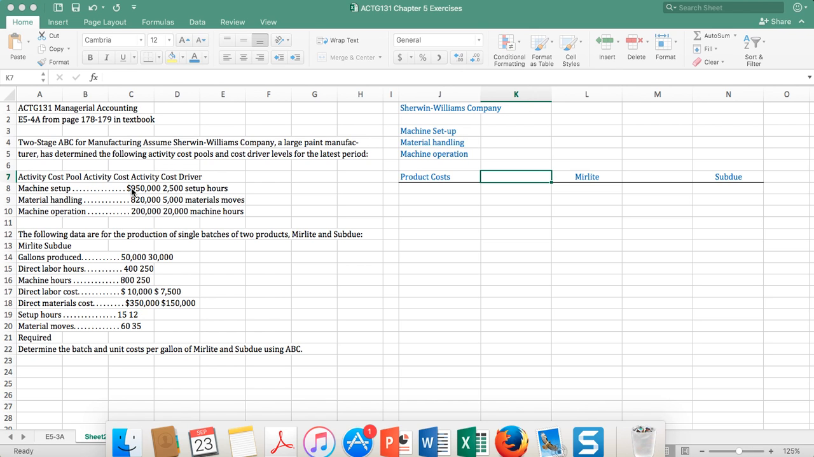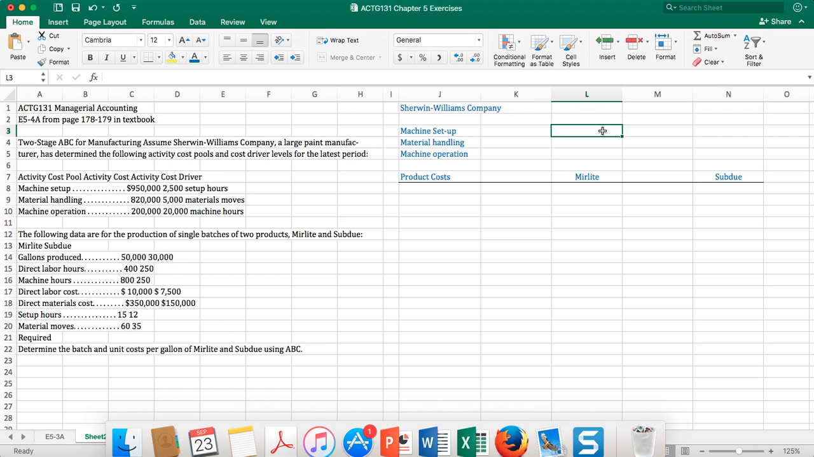There's a machine setup, and it costs $950,000. And there are 2,500 setup hours. Now, please be aware, these cost drivers and costs are for the entire company. So the first thing we need to do is determine how much these items cost per setup hour, per material move, and per machine hour. So I've got a little bit over here.